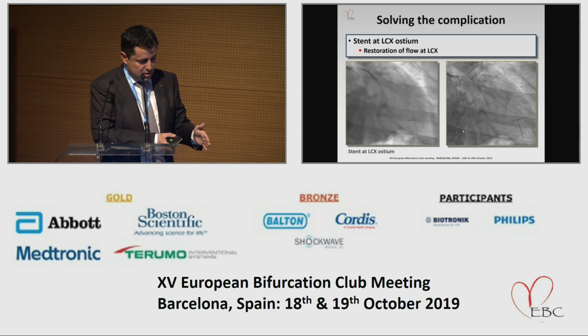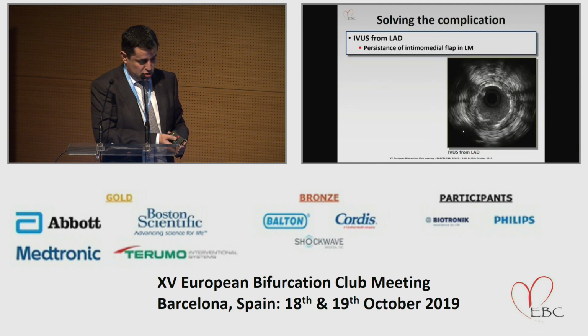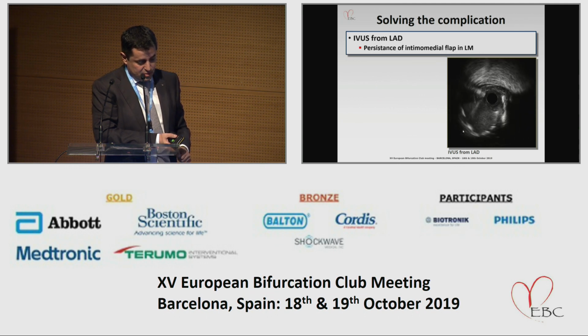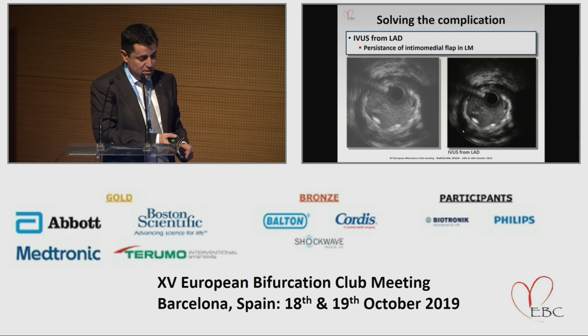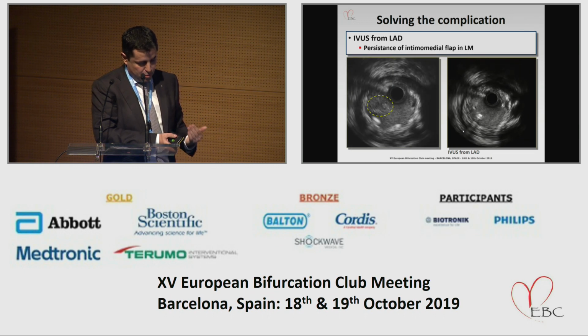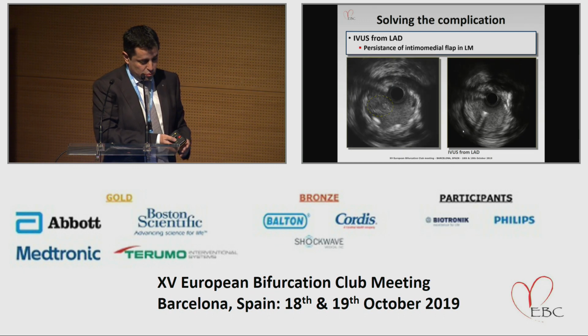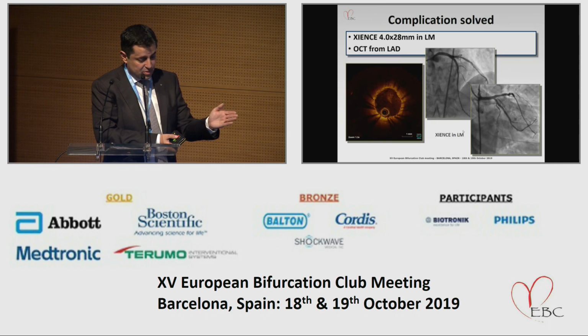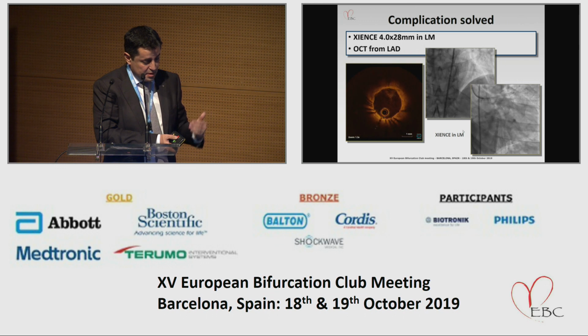So we started restoring the flow at the circumflex, stenting it, no problem. And then we checked again with IVUS, this time from the LAD. You can see the neocarina, and you can see that there is a persistence of an intimomedial flap still in the proximal part, in the left main. So we decided to stent the left main and close the entry point.